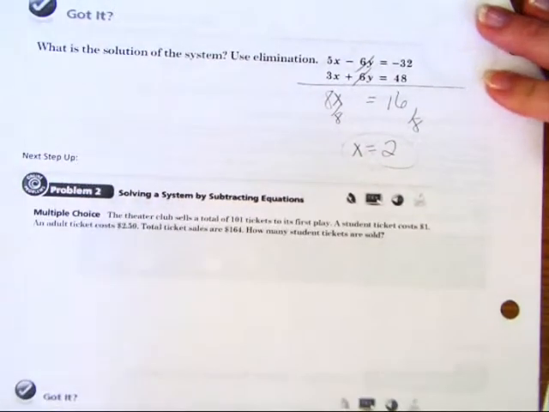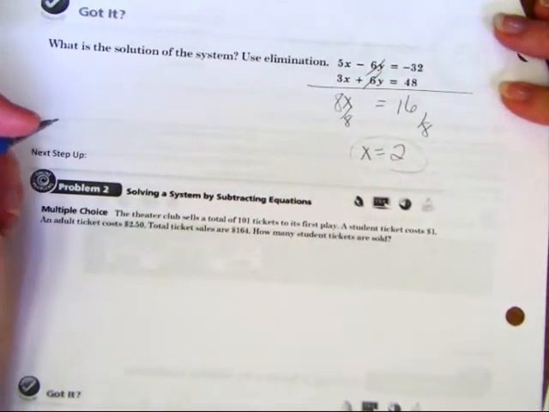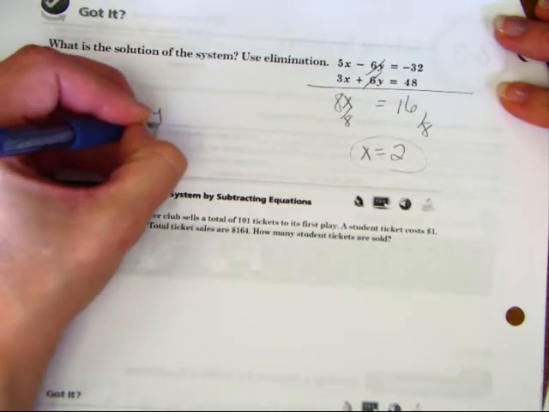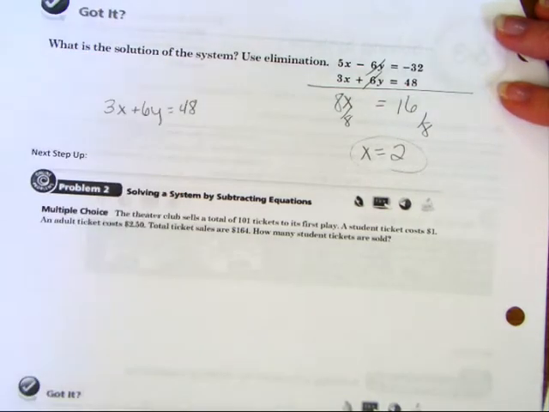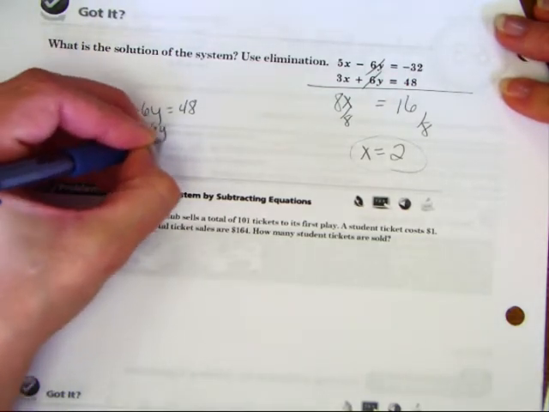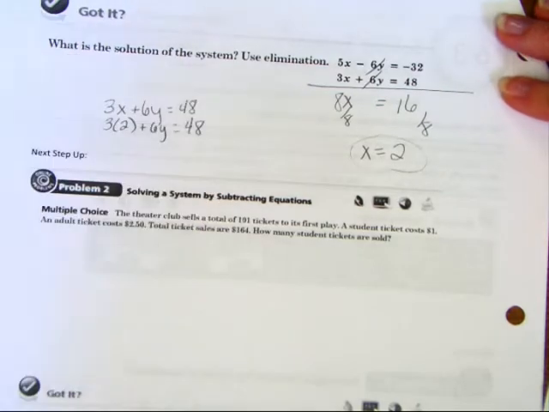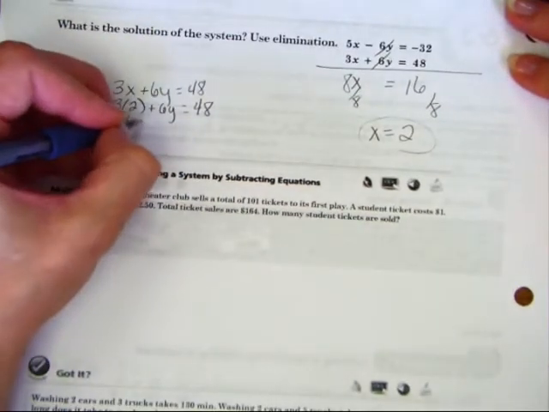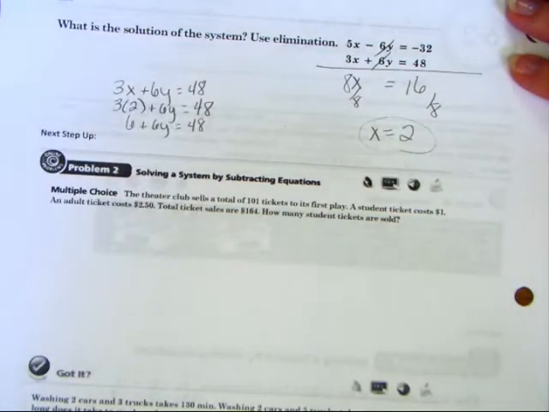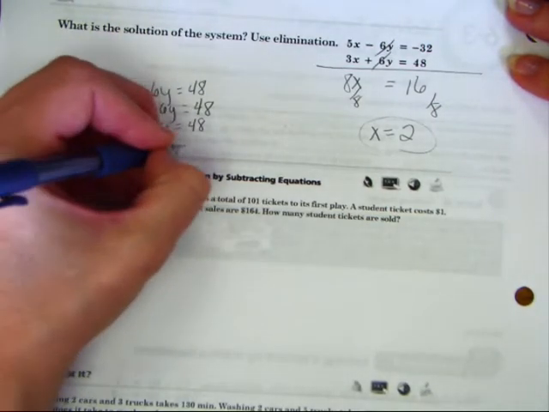I am going to pick, just to prove to you it doesn't matter which equation you pick, I'm going to pick 3x plus 6y equals 48. Maybe you like that equation because you don't have to deal with negatives. And plug in the 2. 3 times 2 plus 6y equals 48. See what I'm doing? Just plugging it in and solving now. 6 plus 6y equals 48. Right? Take away 6. 6y equals 40.